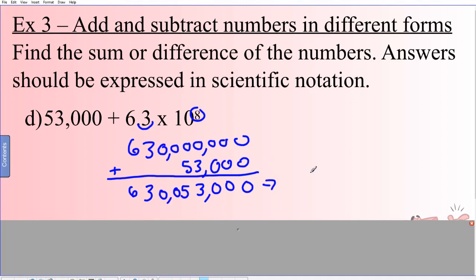And then finally in scientific notation, that would be 6.30053. You need these zeros in between the numbers. You do not need all the extra zeros after the last digit. Okay? Times 10 to what power? Well, I started here, went to here, 1, 2, 3, 4, 5, 6, 7, 8 places.